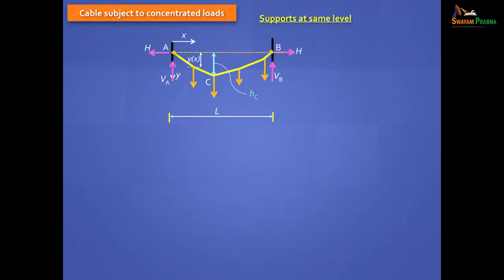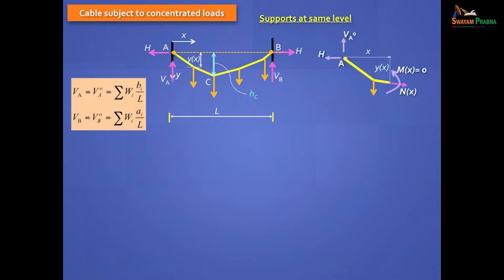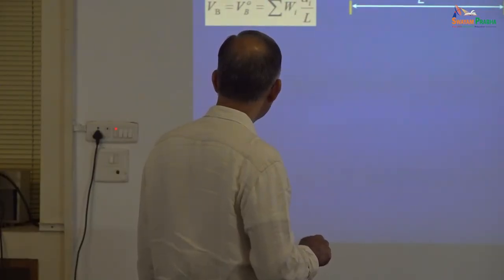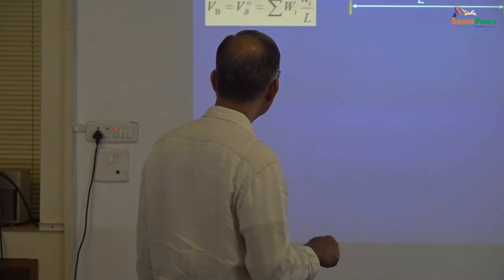Now, if supports are at the same level, that's all you have to do with concentrated loads. We have learnt everything. Now, we look at something interesting. Okay, supports at the same level, we know that the vertical reactions are known, and we'll give them the names VA naught, VB naught, okay, and it's a summation of the loads. This we know. For every load, you must know BI and AI by L.